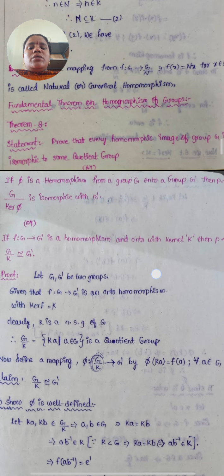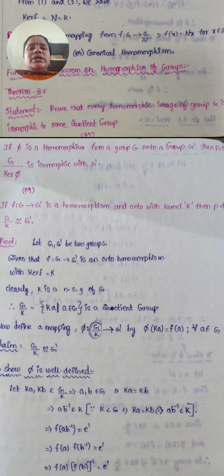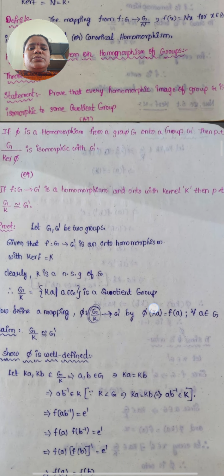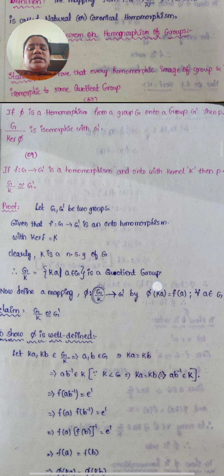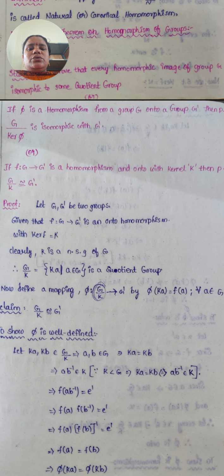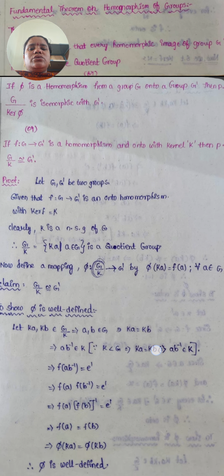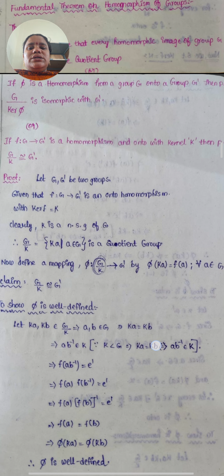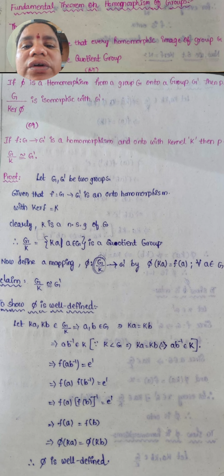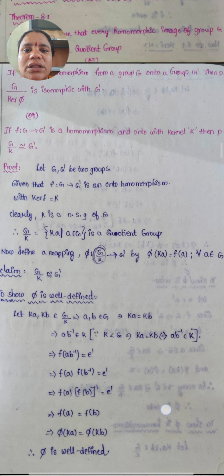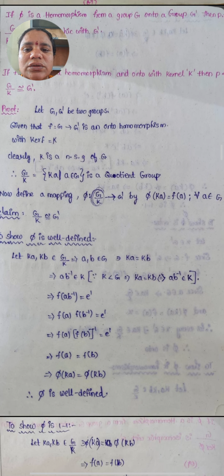Fundamental theorem of homomorphism of groups. Prove that every homomorphic image of a group G into G dash is isomorphic to some quotient group. Or, if phi is a homomorphism from a group G onto a group G dash, then prove that G by kernel phi is isomorphic with G dash. That is, if f from G to G dash is a homomorphism and onto with the kernel K, then G by K is isomorphic to G dash.